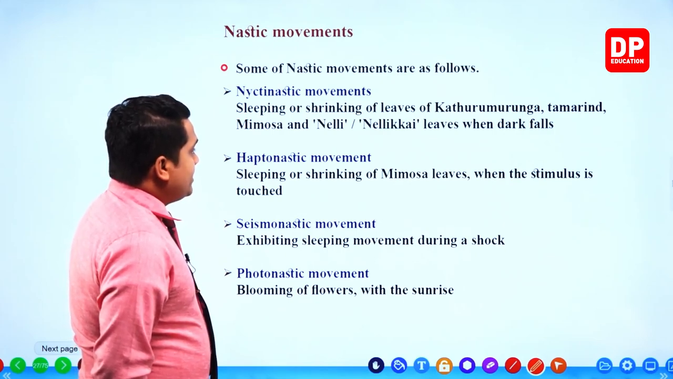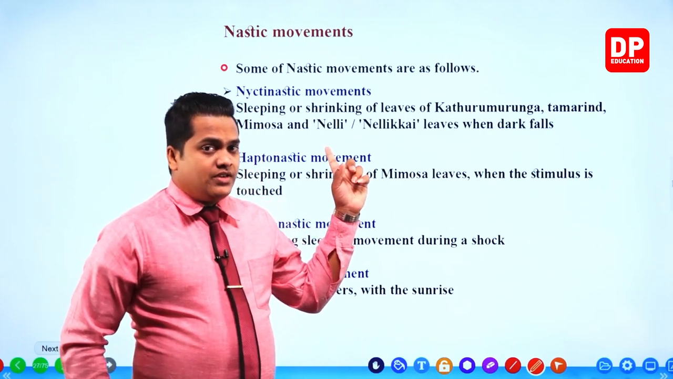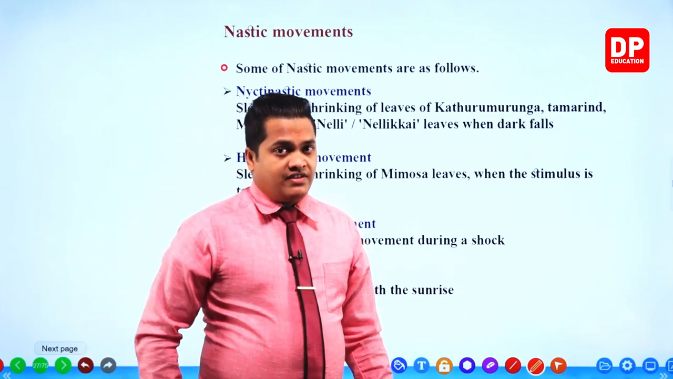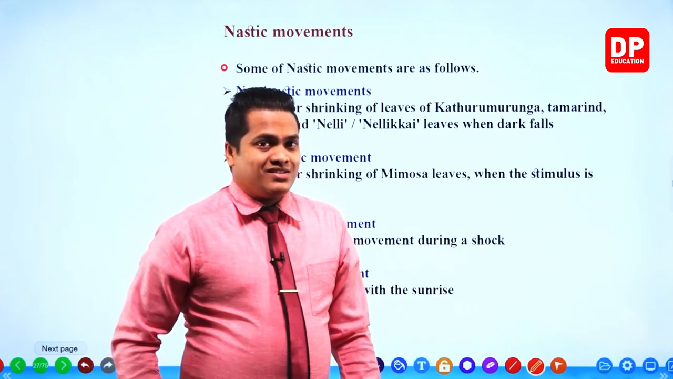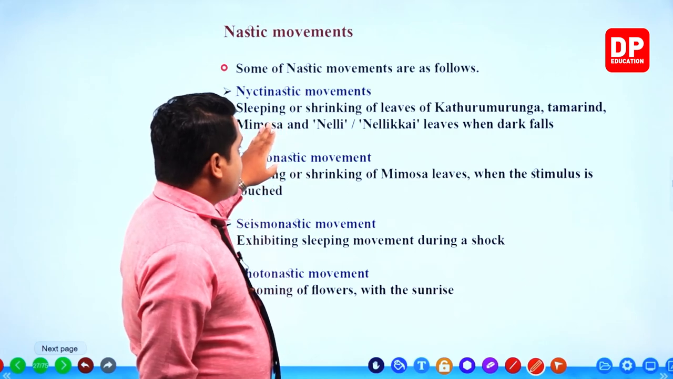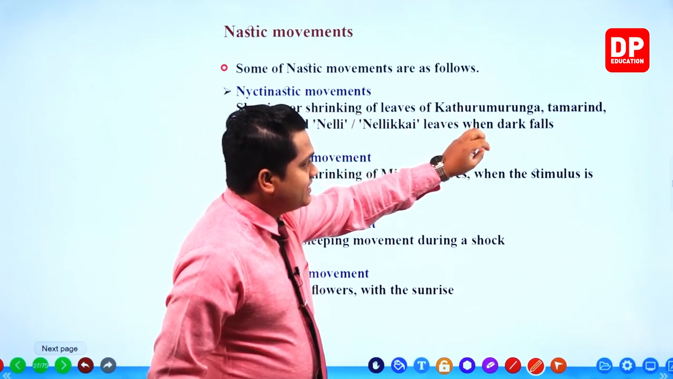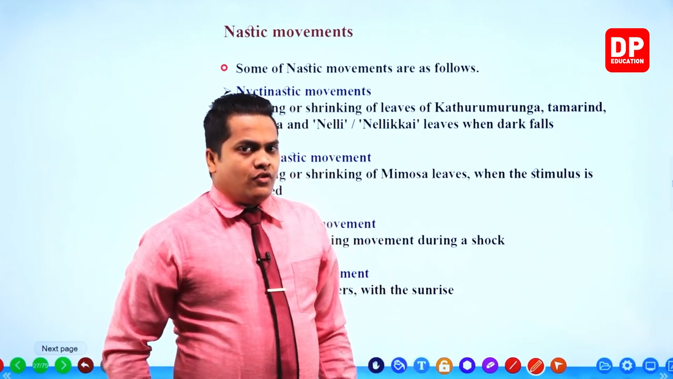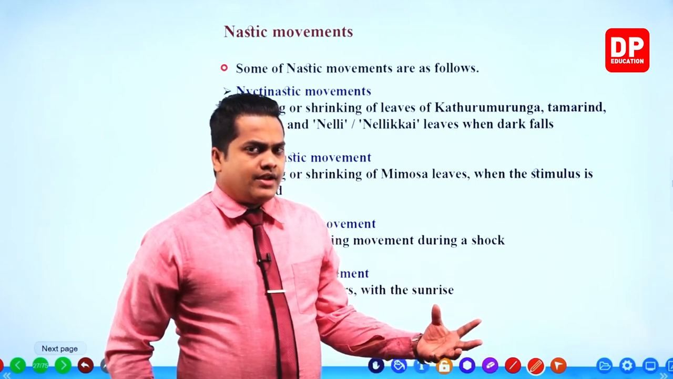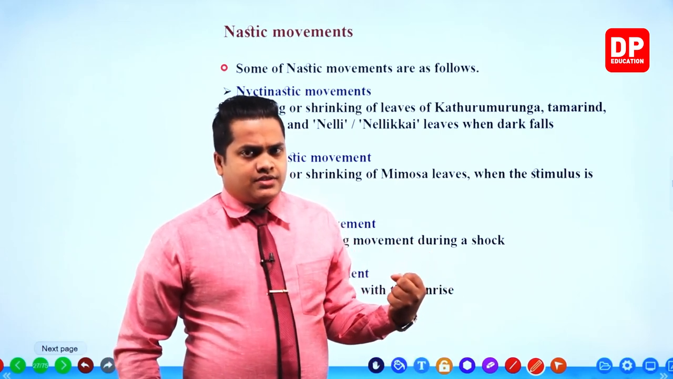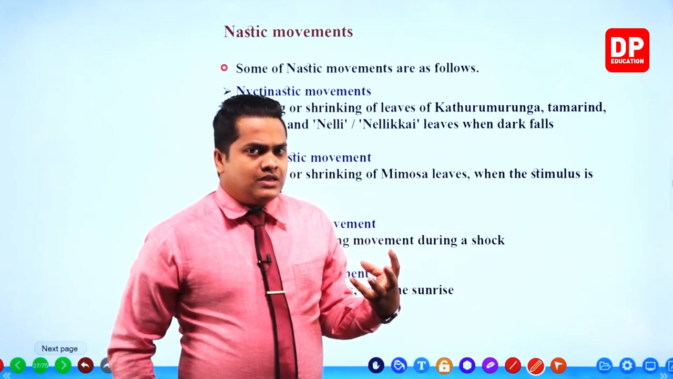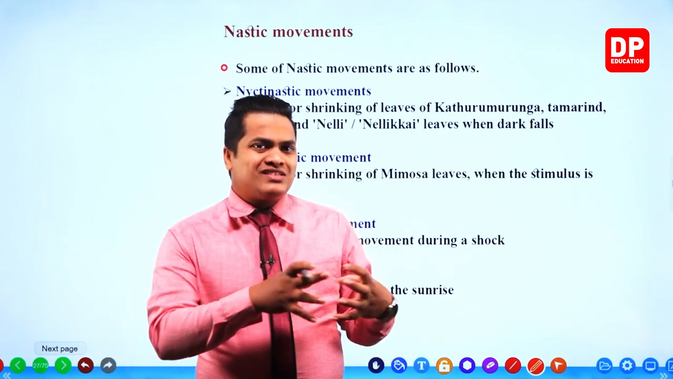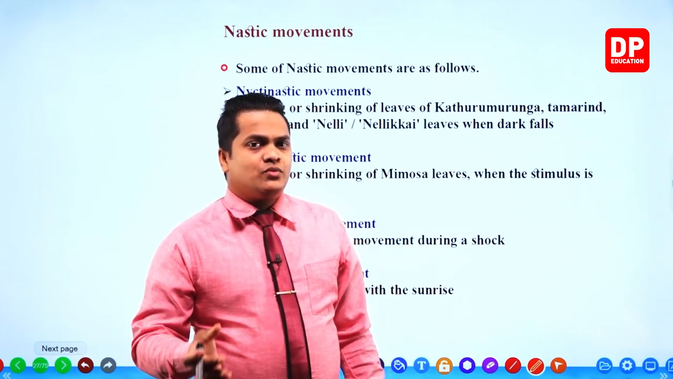Number one given, nyctinastic movement. So nyctinastic movement is a nastic movement. Here, sleeping or shrinking of leaves of Kathurumurunga, Sesbania, tamarind leaves, mimosa and nelly when dark falls. When dark is going to fall, my dear children, there are several plant leaves which are going to show certain types of movements. These movements are referred to as shrinking or sleeping movements. When dark is going to fall, these leaves are going into a sleeping movement.